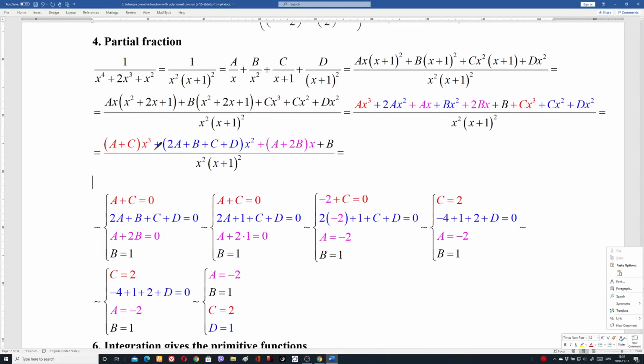follow this one here. We have a plus c is equal 0 because we don't have a x power 3 here. We have just 1. It's the same as 2a plus b plus c plus d. We don't have a x power 2 here. We have just 1, which is equal 0. And a plus 2b, we don't have a x here. We have just 1, which means it's equal 0. And b is constant, which means we have just 1, and b is equal 1.